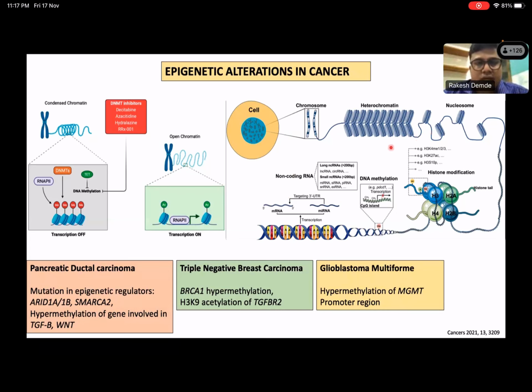Then we have a role in therapeutic approach, where we check the methylation status of MGMT in glioblastoma multiforme. So this hypermethylation status of MGMT we check for giving a therapeutic drug. So epigenetic alterations also have a role, diagnostic as well as therapeutic.